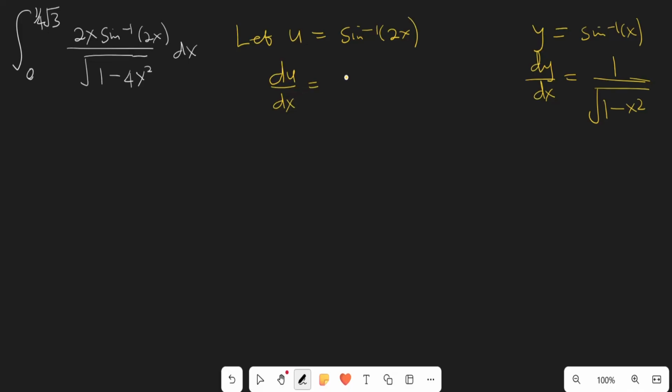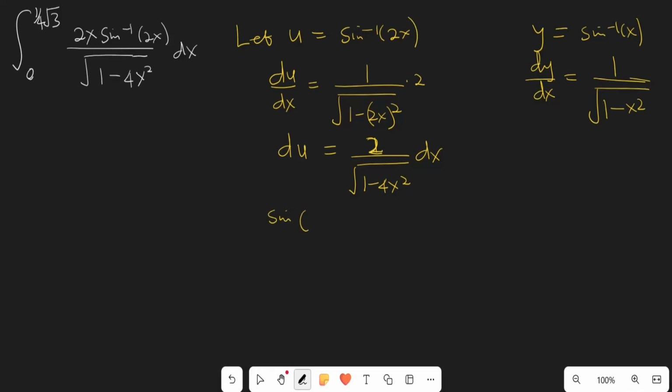du/dx is going to be 1 all over the square root of 1 minus (2x) squared, times the derivative of 2x with respect to x, which is 2. Then we have du equals 2 all over the square root of 1 minus 4x squared dx.